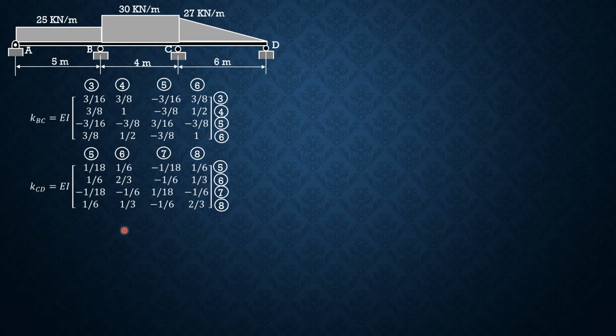So I hope you are able to remember the setting up of this stiffness for an element if it is still your first time.